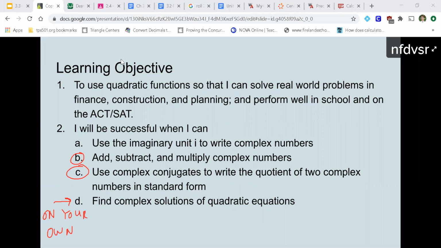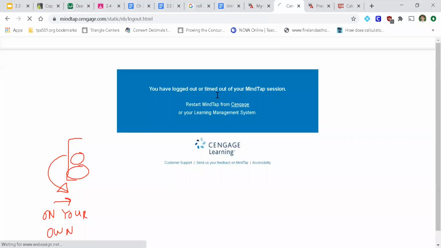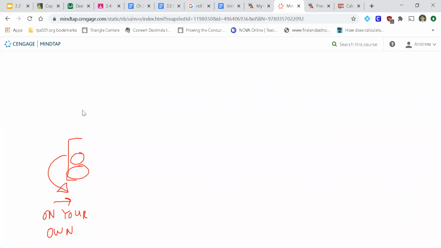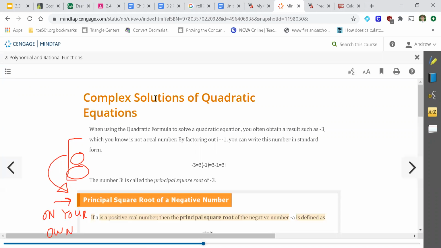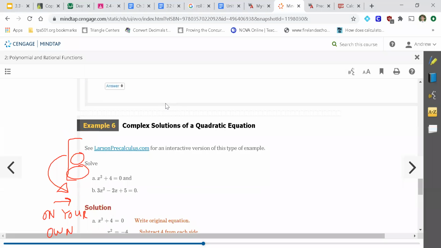It's really not that hard. It's just applying the 3 things we've learned so far to the stuff you already know about quadratics. So you could probably figure it out on your own, just trying to do the problems. But if you reach a problem and you don't know how to do it, you can always go to your textbook and read section 2.4, complex solutions of quadratic equations. It's got a great explanation of how you do everything.